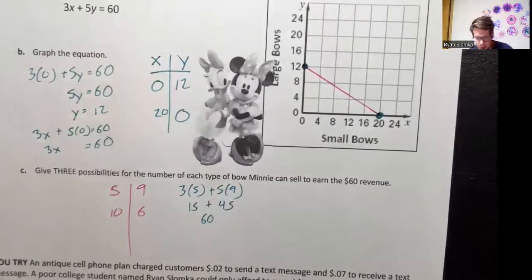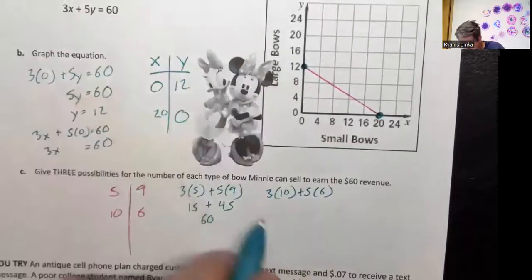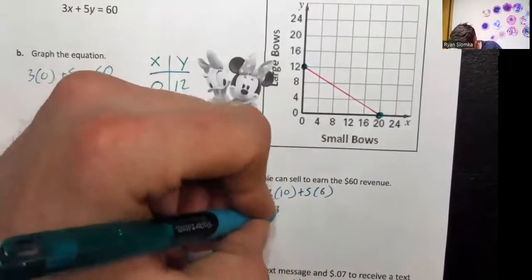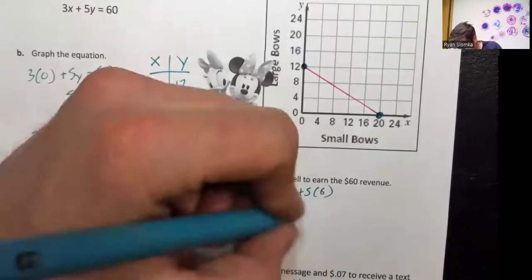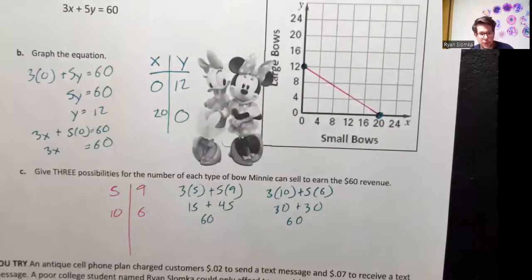Another combination that will work out well is the combination of 10 and 6. If you sell 10 small bows and 6 large bows, and once again, if you do 3 times 10, and then we would do 5 times 6. 3 times 10 is $30, and then 5 times 6 is another $30, and that is going to give you a grand total of $60. So that one's a really good one as well.